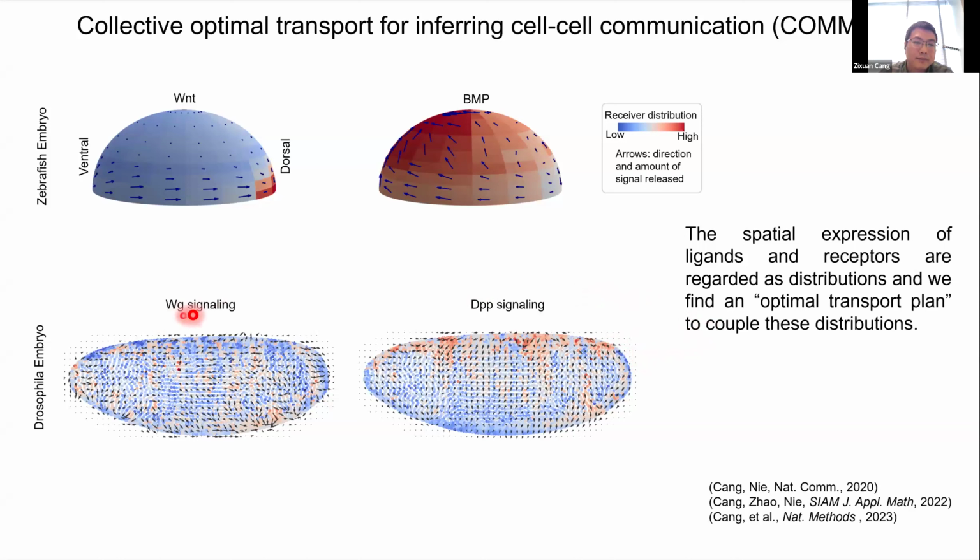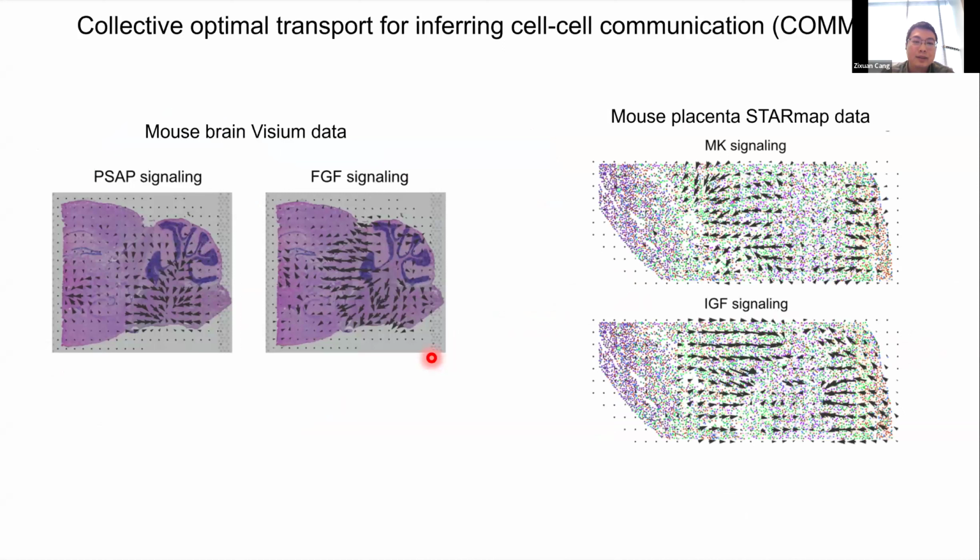For example, in the bottom, this wingless signaling was known to shape the horizontal pattern of Drosophila embryos, and the DPP signaling was known to shape the vertical patterns of the Drosophila embryos. And we're able to capture these two global directionalities of cell-cell communication. Again, if we only care about the location of where cell-cell communication happens and the general directionality of the cell-cell communication, we can directly apply it to Visium data.